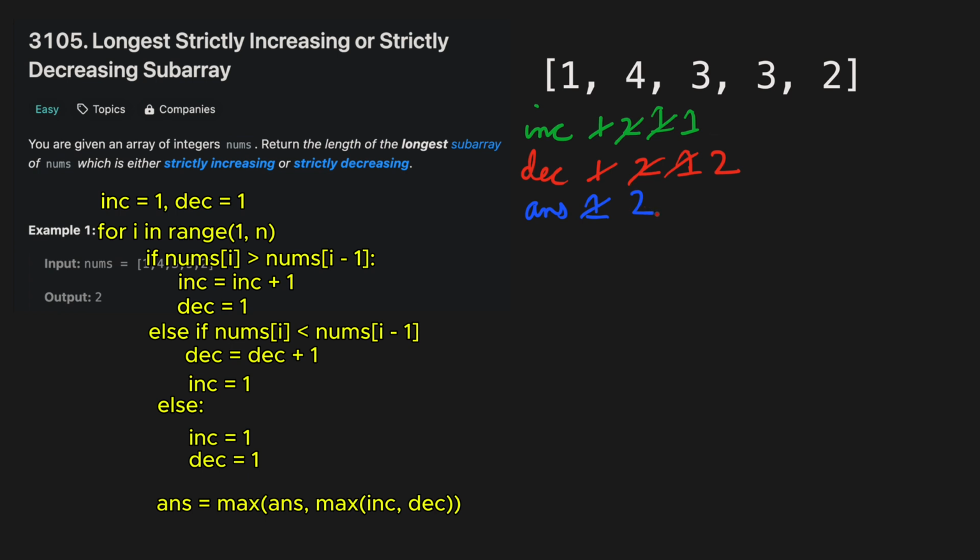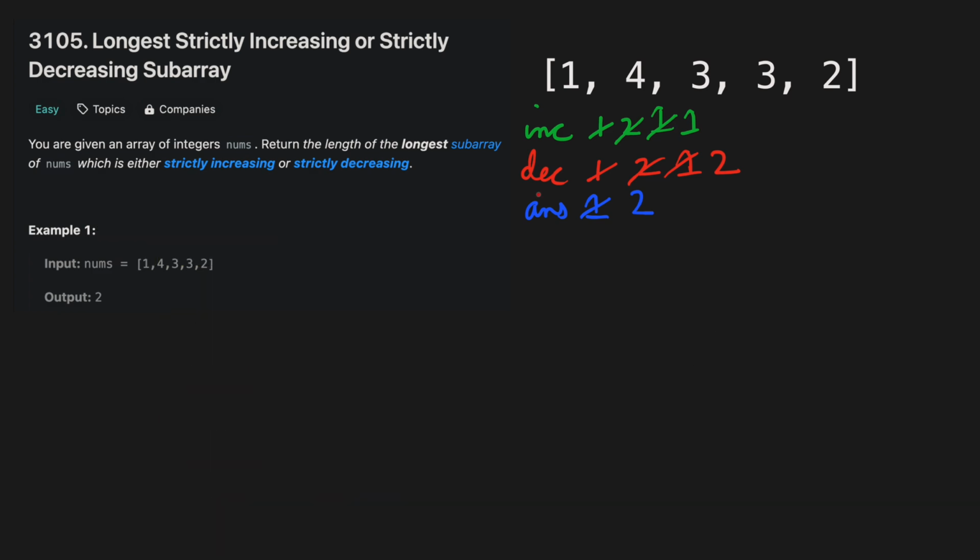And now we are done with all the elements. And throughout the iteration, the length of the longest strictly increasing or decreasing subarray was 2, which we will return as our answer. And now in terms of time complexity, it will be O of n, where n is the length of the nums array because we traverse each element in the array only once. And in terms of space complexity, it will be O of 1 because we are using few variables here and there. Now let's jump into the code part.